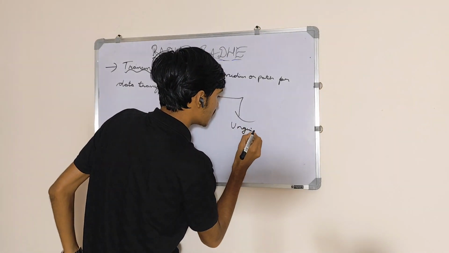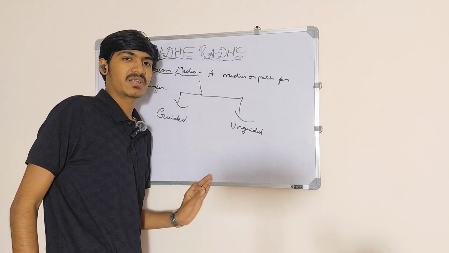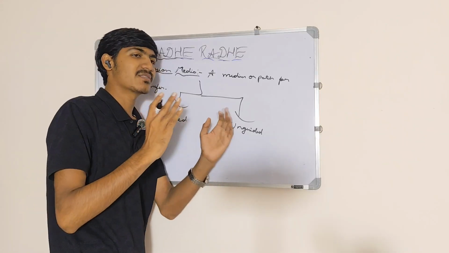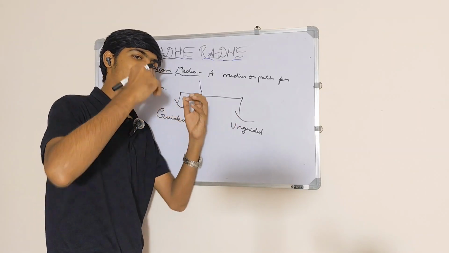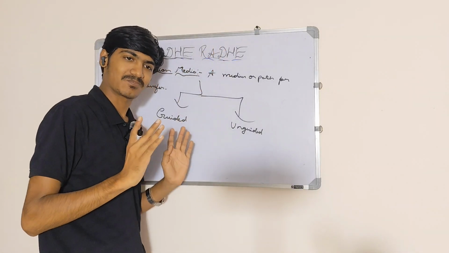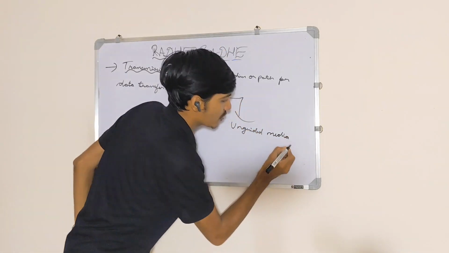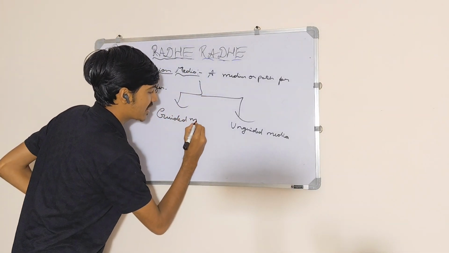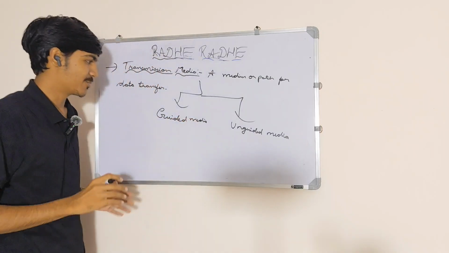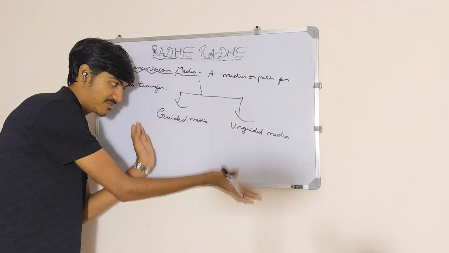Unguided transmission media is air. No one is there to guide you. The receiver must keep on listening continuously: where is my signal, where is my signal? In unguided media, no one is coming to guide you. In guided media, there is only one path, and you will go on that one path. That's it.